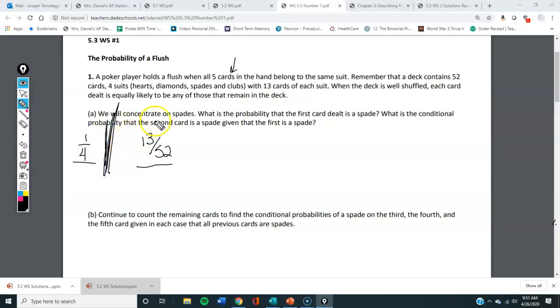Now, conditional probability says it depends on what the other draw was. So what's the probability that the second card is a spade if you know the first card is a spade? So you draw one card out. It is a spade. So now how many cards are left in the deck? Well, 51. How many of those are going to be spades? Well, 12. All right. Now let's keep doing that. What's the probability that third, fourth, fifth card, each case, is a spade?